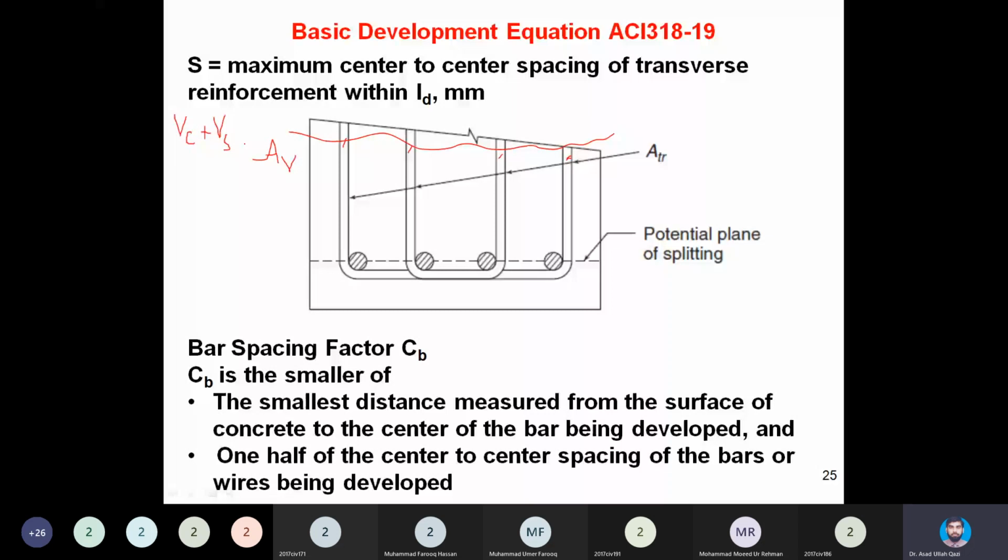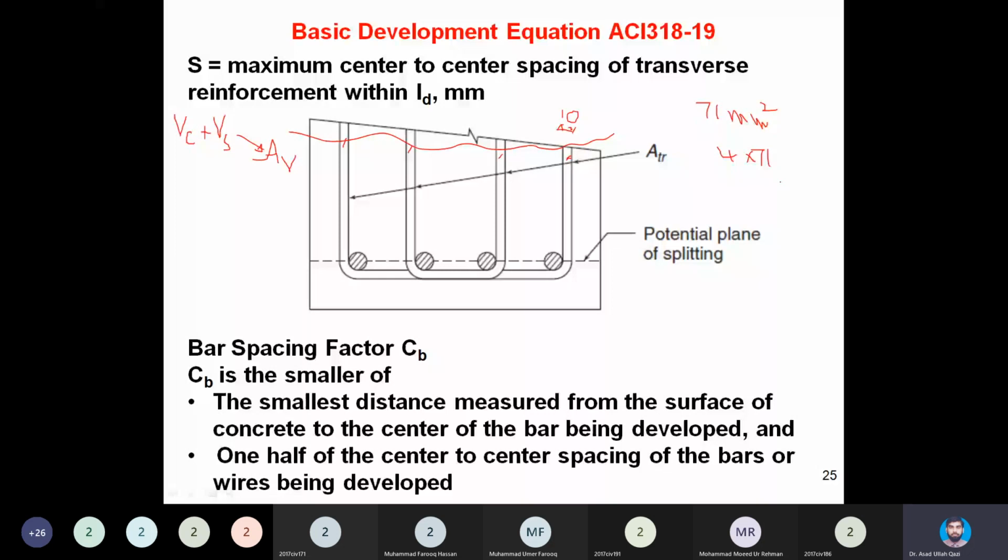And for this section, if I have the dia of the ties equal to 10 millimeter, then I will have the nominal area of one leg of the tie equal to 71 millimeter square. So it is a 4-leg tie. So 4 into 71 is the area of steel which is involved in arresting the diagonal shear crack.